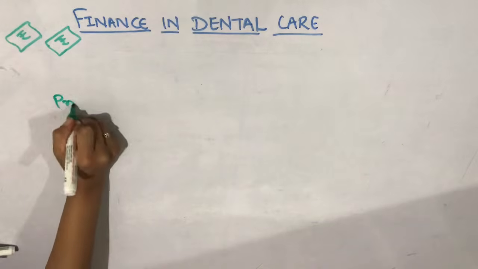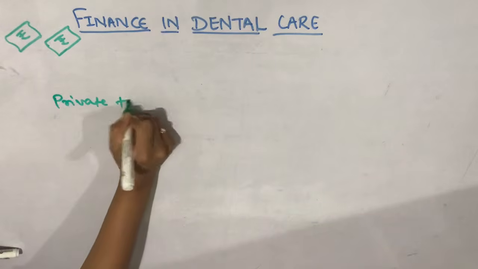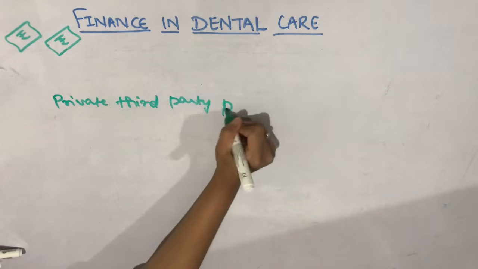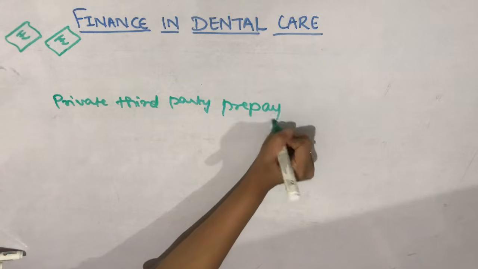Third one is private third party prepayment plans.